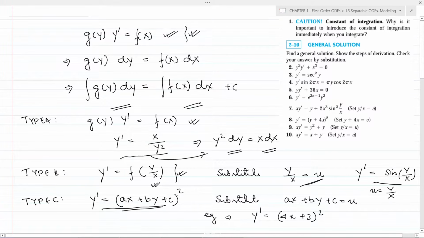Now one important thing to note here is the exponent of the whole polynomial should be 2 and the exponent of x and y should be 1.